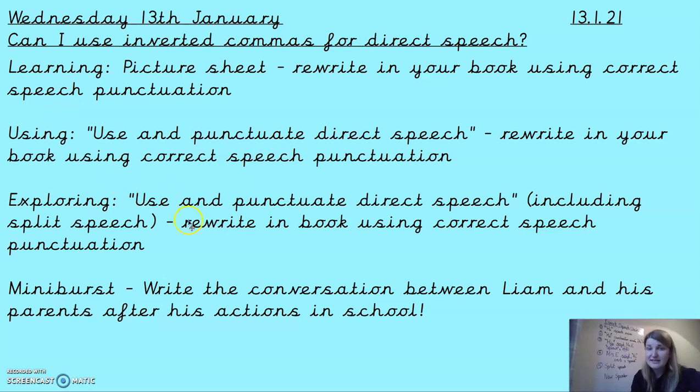Using is very similar, but there's a few more mistakes to be found, and you're thinking about what's outside of the speech marks as well as what's inside. Exploring is the same as using really, but there's a bit of split speech there. Have a look and choose the same way you would in class. Choose the right level for you. And then there's a little mini burst on there as well if you're feeling bold and confident, which is to imagine writing the conversation between Liam and his parents after his crazy assembly actions in school. There's a little bit of an example there, like an I do, for you to see, and you guys can have a go.